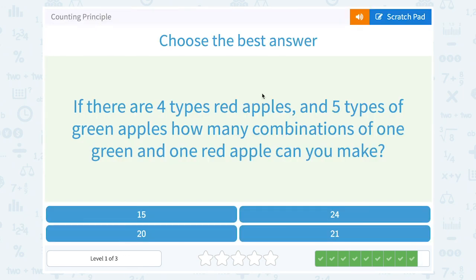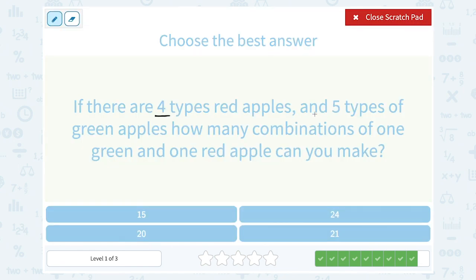If there are 4 types of red apples and 5 types of green apples, how many combinations of 1 green and 1 red apple can you make? Okay, well, counting principle tells us to multiply, so we would say 4 times 5, and that gives us 20 different ways to combine our red and green apples.